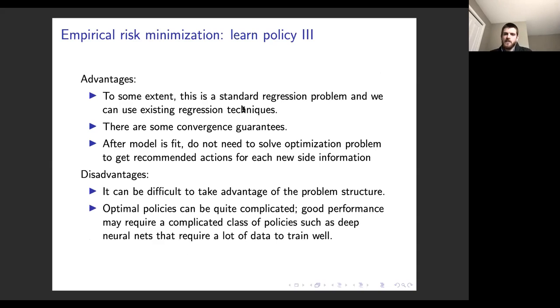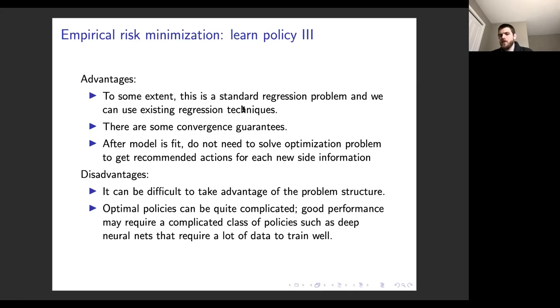So the advantages of this approach are, to some extent, it's a standard regression problem, and you can use regression or machine learning techniques. This is a little bit not true because the objective here is not least squares. A lot of regression techniques have focused on least squares, but there are also many that aren't specific to least squares. So a lot of existing regression techniques can work here, although some might need modifications.